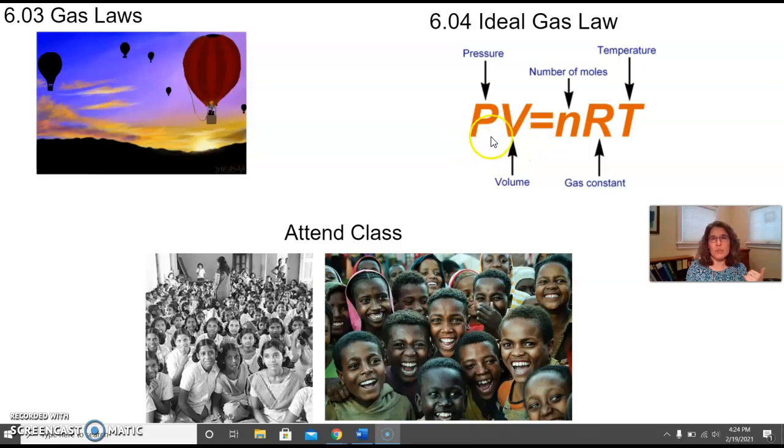So you're going to be learning a little bit about what happens if you increase temperature to the pressure and volume. What happens if you increase the pressure to the volume and the temperature. So you're going to be playing around with those ideas a little bit more.